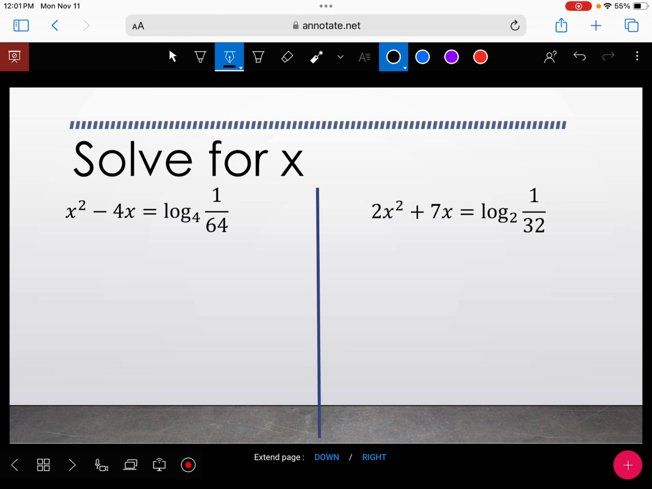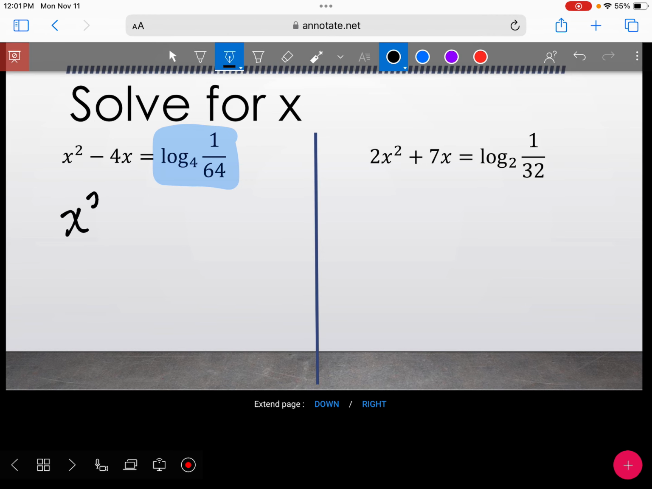So we need to figure out what this number is because this is a number. So 4 to the what power will give us 1 over 64. Negative 3. Is it negative 3 or negative 4? Negative 3. If you're not sure, type it in your calculator. Put 4 to the power negative 3 and see if that gives you 1 over 64. Do we agree it's negative 3?